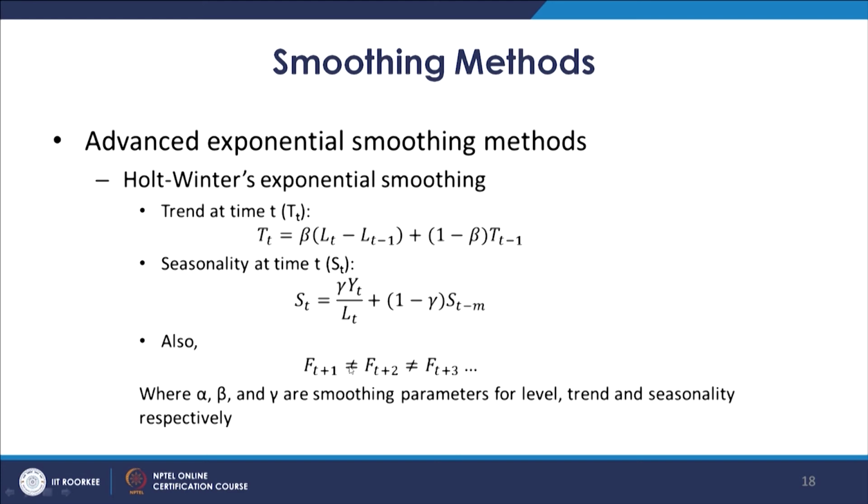Here also the one step ahead forecast, two step ahead forecast, all these are going to be different, and as we can see alpha, beta and gamma are the smoothing parameters for level, trend and seasonality respectively.